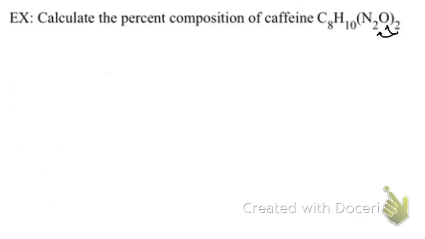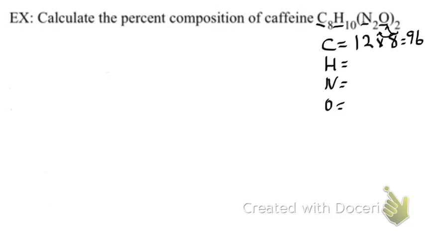Alright, so the first thing we're going to do is figure out how much each individual element weighs. So we've got carbon, hydrogen, nitrogen, and oxygen. Carbon weighs 12 grams per mole, but we have 8. So that's 96 grams per mole.